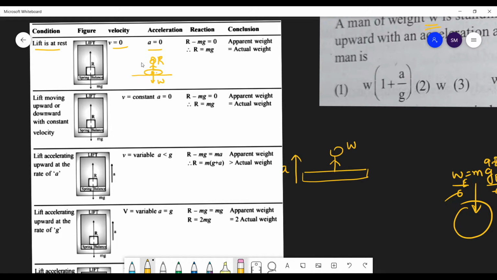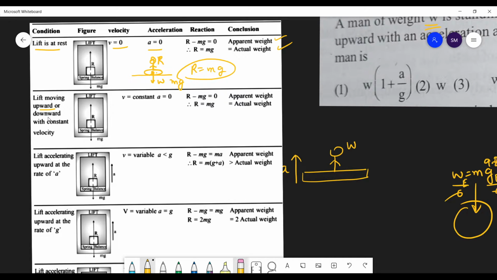Got it, friends? So here, that is normal reaction. The upward force is normal reaction, the downward force is mg. So the lift is at rest, that is why R is equal to mg. Okay, so apparent weight and actual weight remain the same. But what if the lift is moving upward?